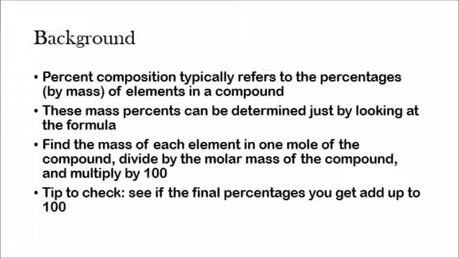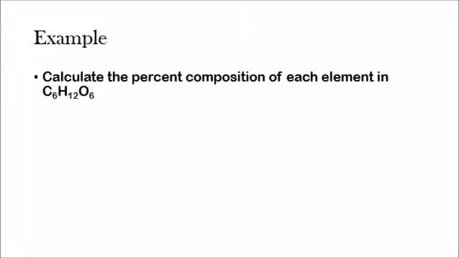If you want to see if you did it right, see if the final percentages you get add up to 100. Now this might look a little confusing, so I have an example problem here so you can go ahead and learn. A question will typically do something like this. It'll say calculate the percent composition of each element in some compound. In this case we have C6H12O6.